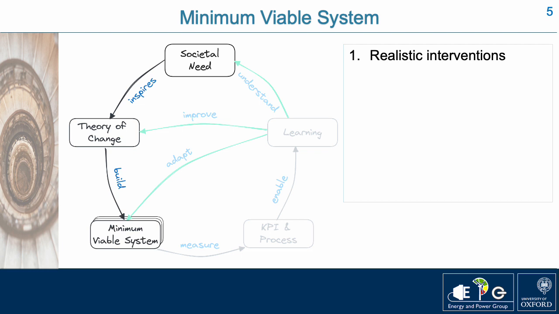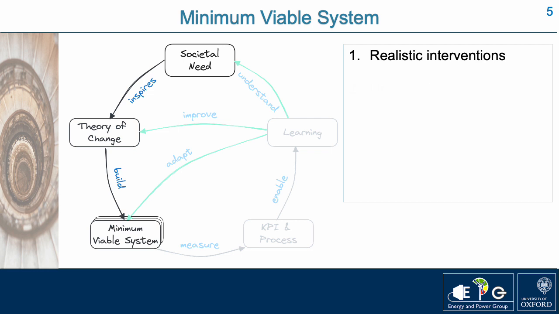The MVS is not merely a theoretical construct, it is a tangible entity that allows for realistic interventions in the real world, albeit at a managed scale and complexity. By implementing the MVS, practitioners can gauge how the proto-system responds in the real world to interventions, providing invaluable insights into the feasibility and effectiveness of the proposed changes. This hands-on approach bridges the gap between theory and practice, fostering a deeper understanding of the system's dynamics.